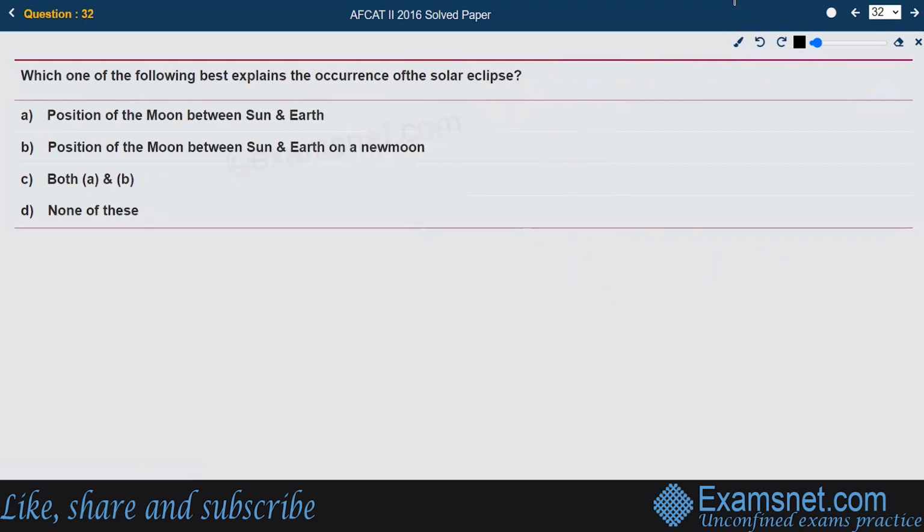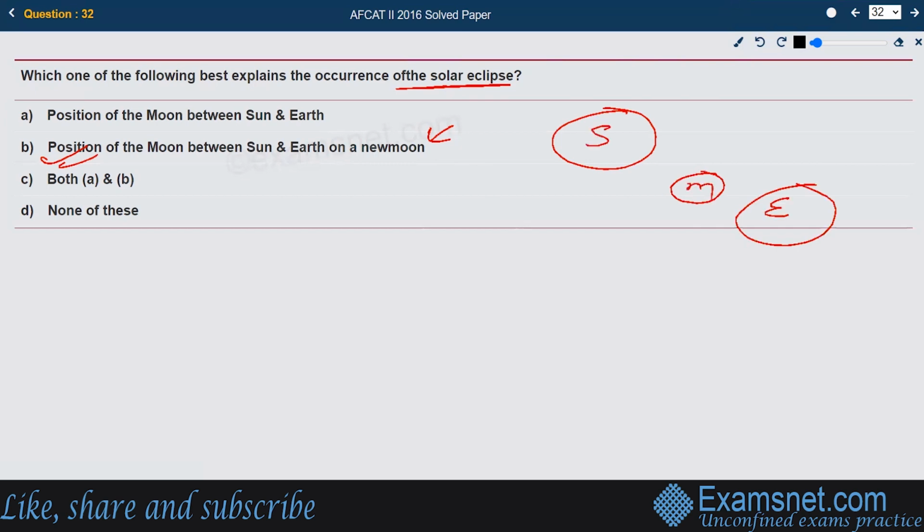Next, which one of the following best explains the occurrence of the solar eclipse? Why does a solar eclipse happen? The right answer is option B, position of the moon between the sun and earth on a new moon. Whenever the moon comes in between the sun and earth, the sun's light doesn't fall directly on earth. It is obstructed by the moon's occurrence in between them. That is the solar eclipse, and that is the right answer, option B.